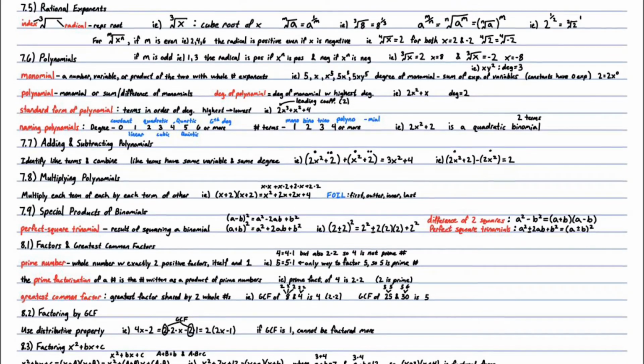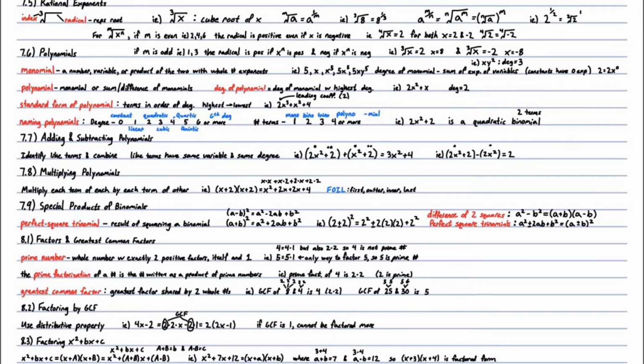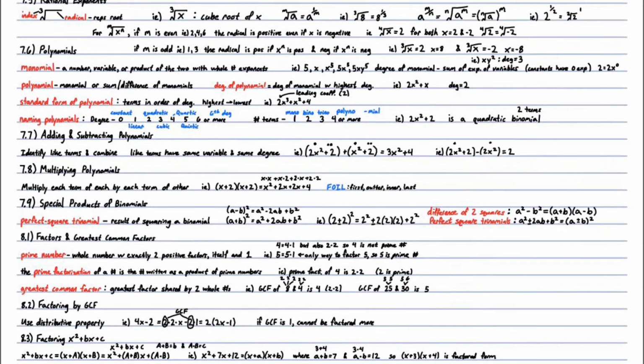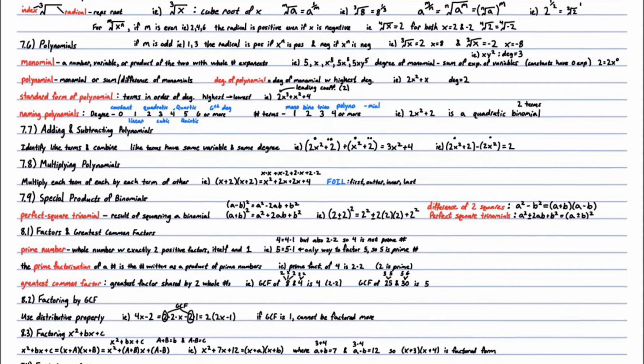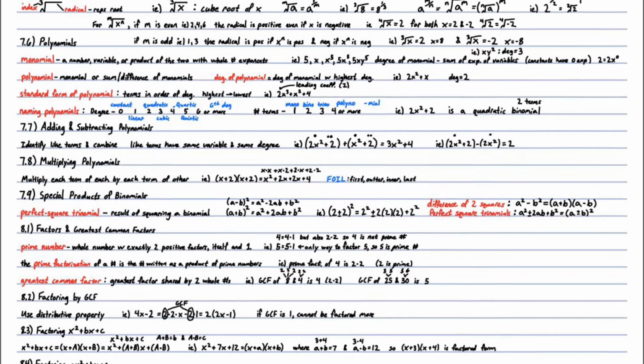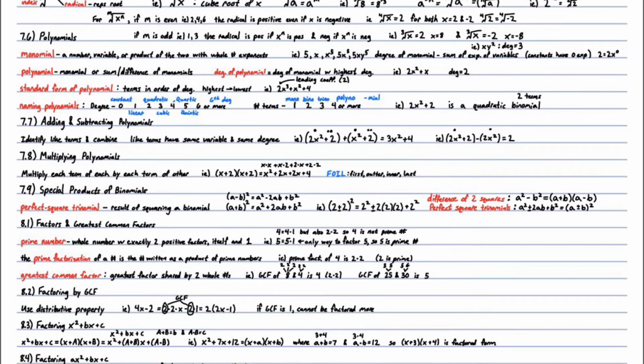Multiplying polynomials. Multiply each term of each polynomial by each term of the other polynomial. Distribute each term. Then combine like terms. Special products of binomials. A perfect square trinomial is the result of squaring a binomial. A plus b squared equals a squared plus 2ab plus b squared. Difference of 2 squares: a squared minus b squared equals a plus b times a minus b.